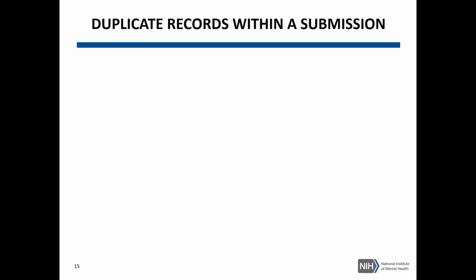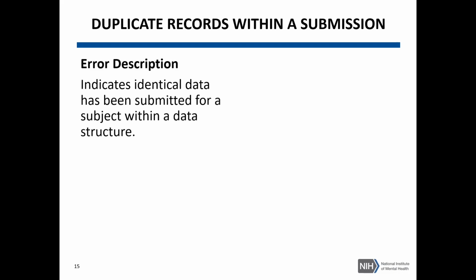Now that you know how to resubmit your data, let us look at the different error types that you may encounter, so that you will know how to interpret these errors and correct them for your resubmission. One error type you may encounter is the duplicate records within a submission. This error will indicate that there's been identical data submitted for a subject within a data structure.